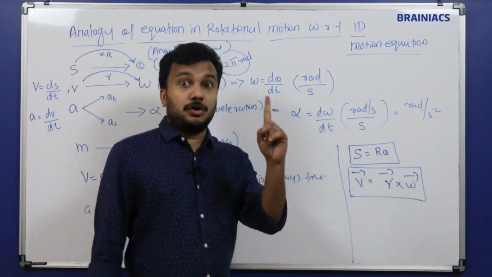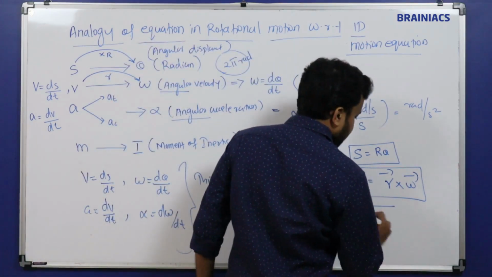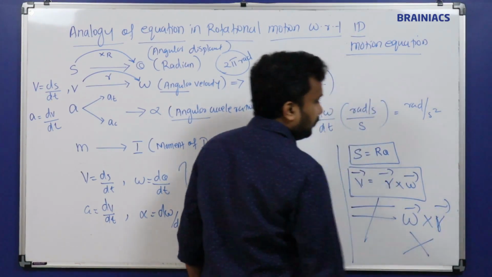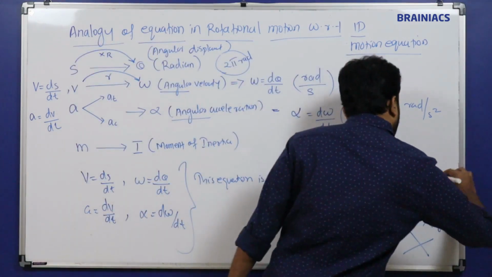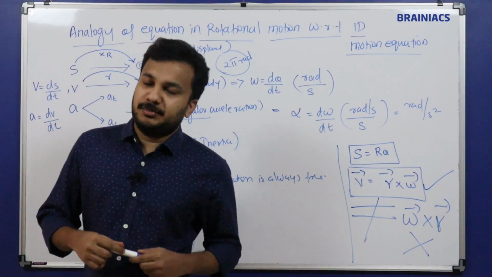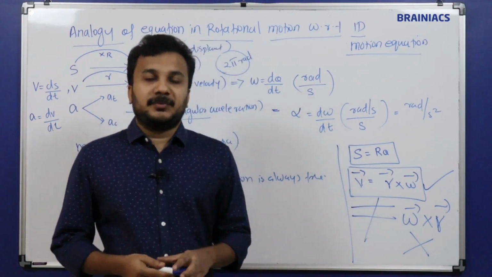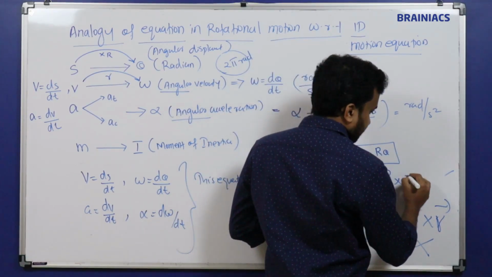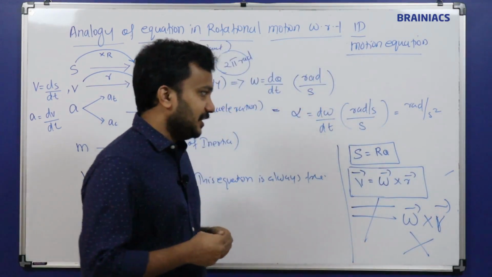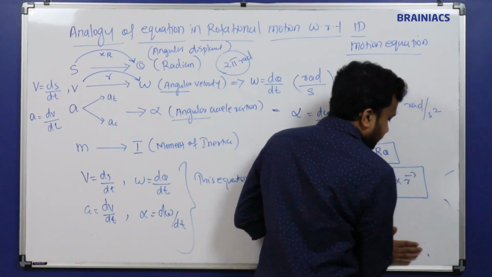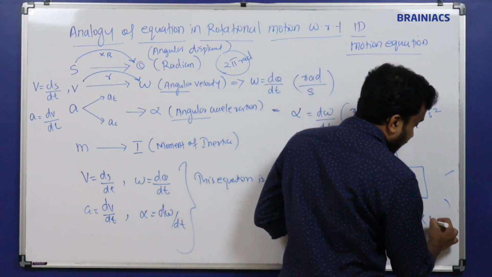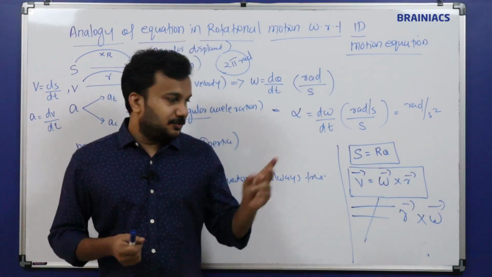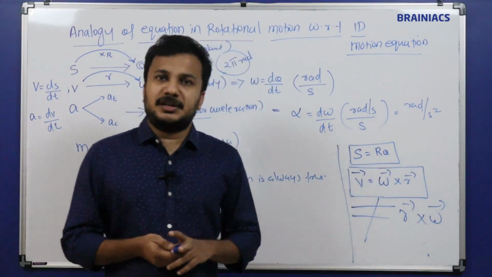Very important. It is not omega cross r. So this is very important. This is not equal to omega cross r. Omega cross r is wrong. This is a wrong answer. The correct one is v is equal to r cross omega. Many students will make mistakes here. Whatever mistake I made, the same mistake students will also make. They will say v is equal to omega cross r. So you may ask, sir, why is it r cross omega and not omega cross r? This I will tell you later.